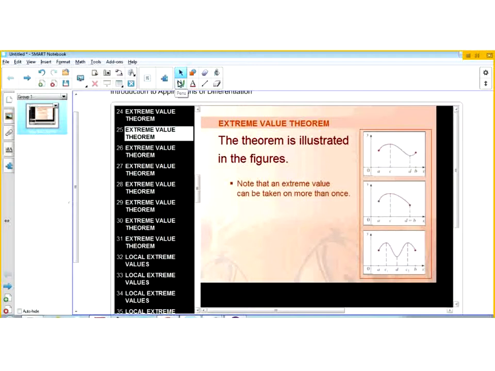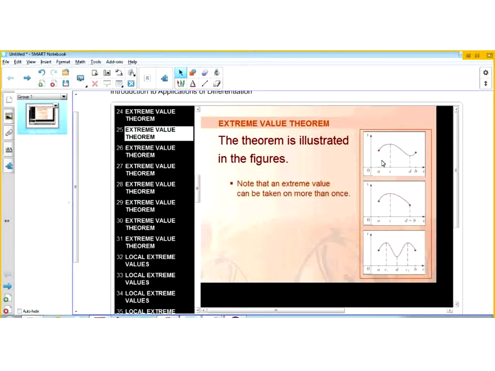Consider the first frame of the graph. Here you have the function being continuous on the closed interval a to b, and you can identify c. The output of the function at c is a global or a local, global or local, it doesn't matter because you're on a domain. The domain is only a to b.